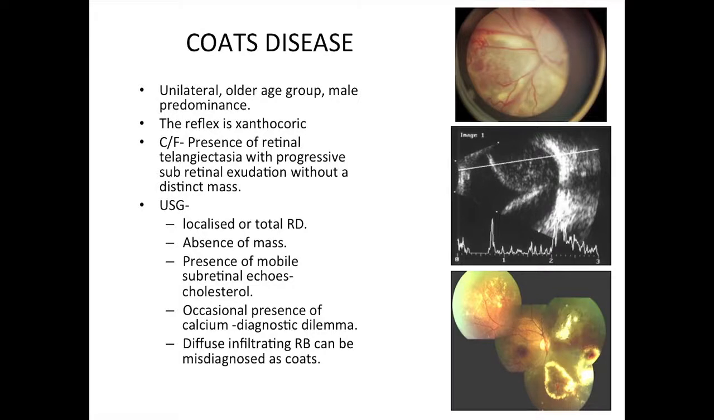And you look for the mobility of the echoes in the subretinal space. So when you have mobile subretinal echoes, it is characteristic of cholesterol, it is characteristic of something that is moving in the subretinal space, so very, very likely you're dealing with Coats disease. Having said that, this is the most common misdiagnosis that we make.